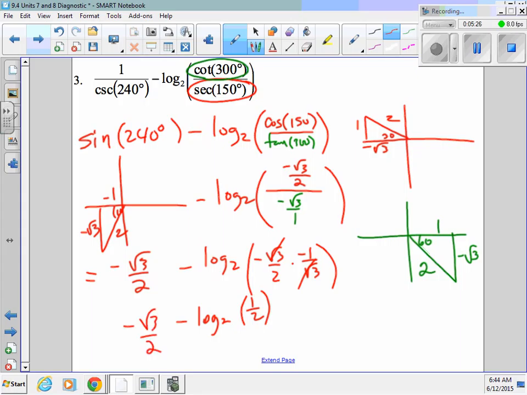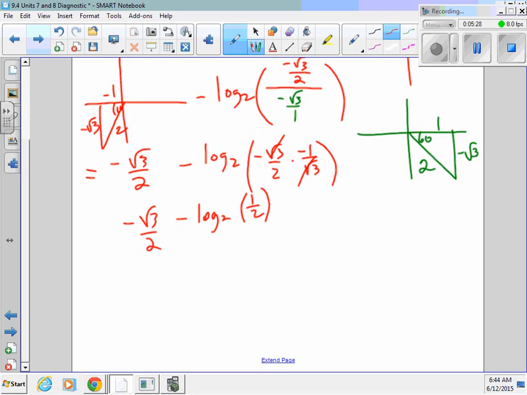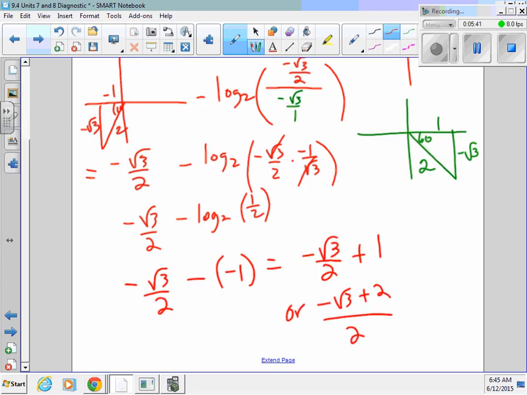And log base 2 of a half, what power of 2 gives you 1/2? That power is negative 1. But I'm subtracting that negative 1, so I get negative radical 3 over 2 plus 1, which again, you could combine into one fraction if you so desired.